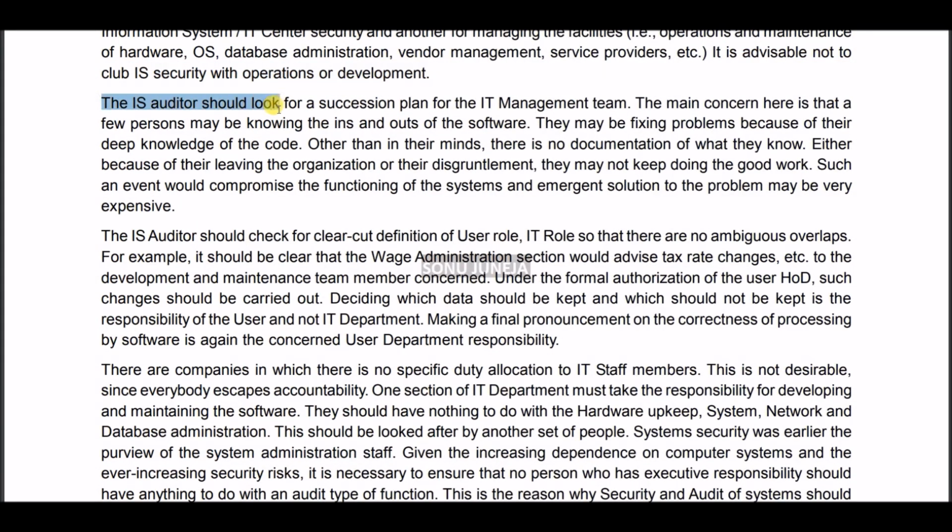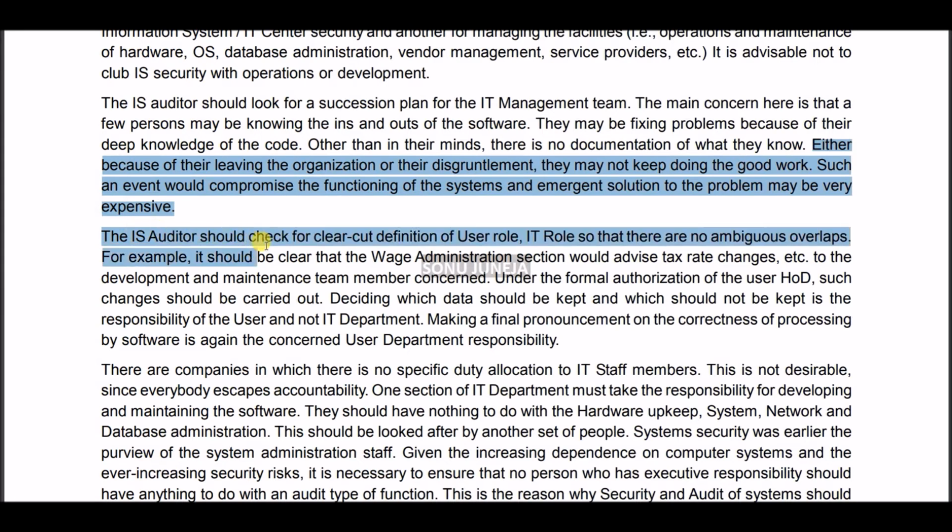The IS auditor should look for a succession plan for the information management team. The main concern here is that a few persons may know the ins and outs of the software. They may fix problems because of their deep knowledge of the code. Other than in their minds, there is no documentation of what they know. Either because of their leaving the organization or their disgruntlement, they may not keep doing good work. Such an event would compromise the functioning of the system. An emergency solution to the problem may be very expensive.